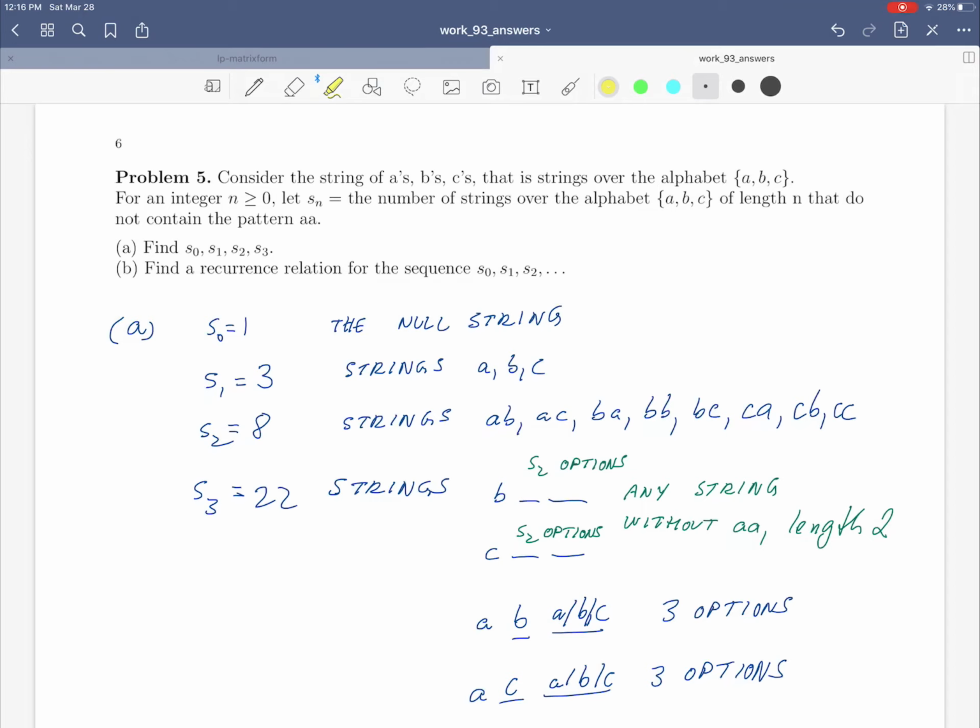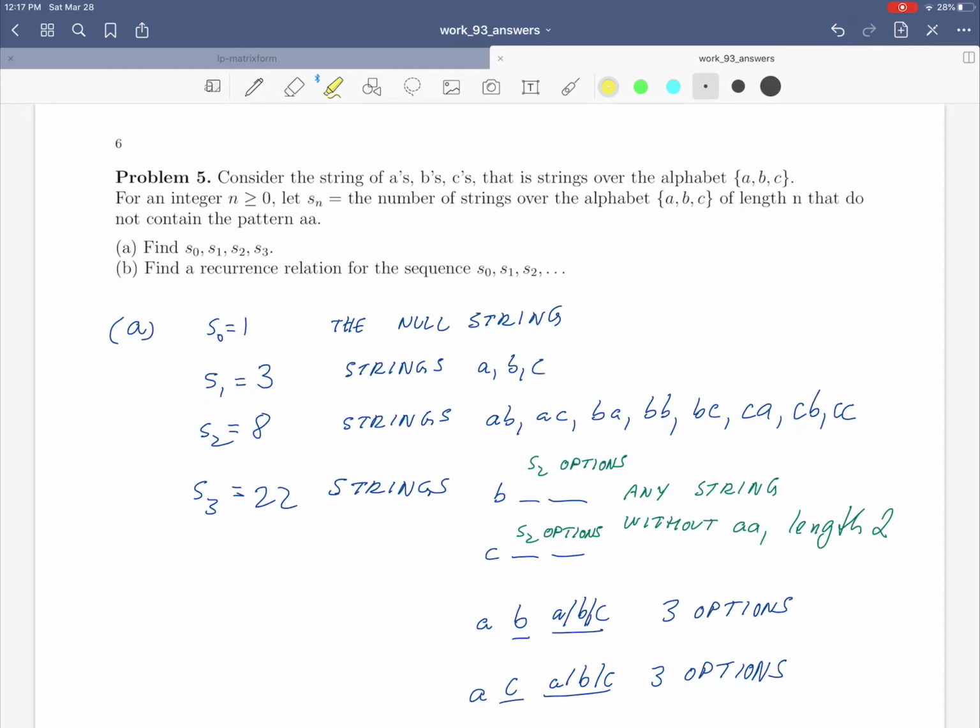S sub n will be the number of strings over this alphabet ABC of length n which don't contain the pattern AA. Alright, so to get a feeling for the problem, first we are asked to find S0, S1, S2, S3. Especially S3 is a good special case which actually reveals the general method for the counting.